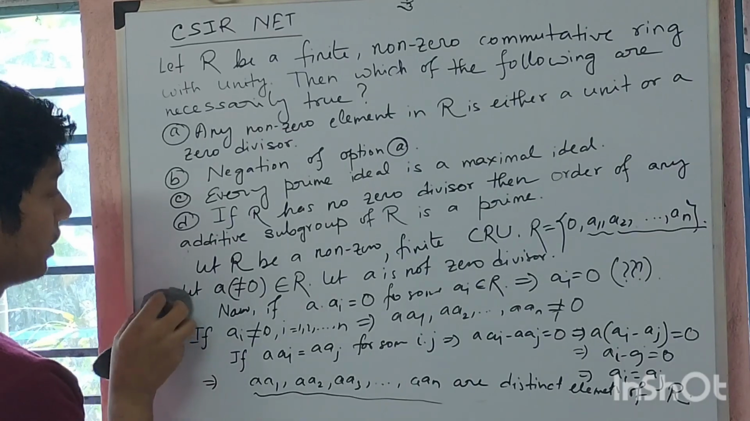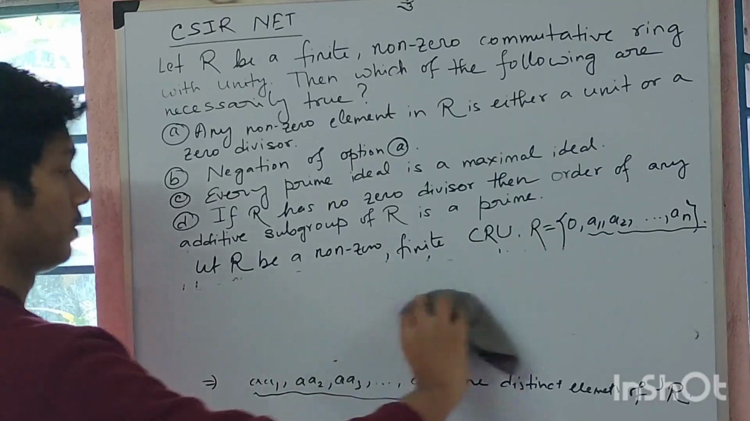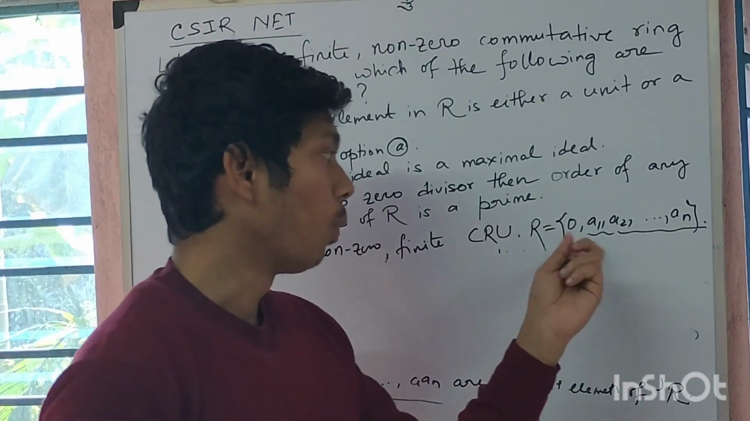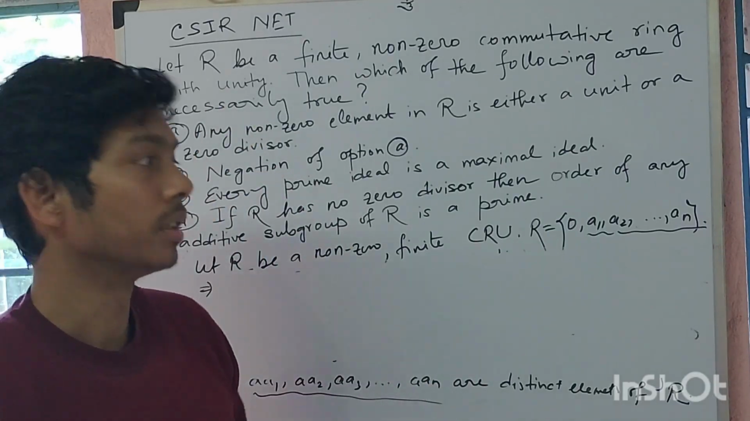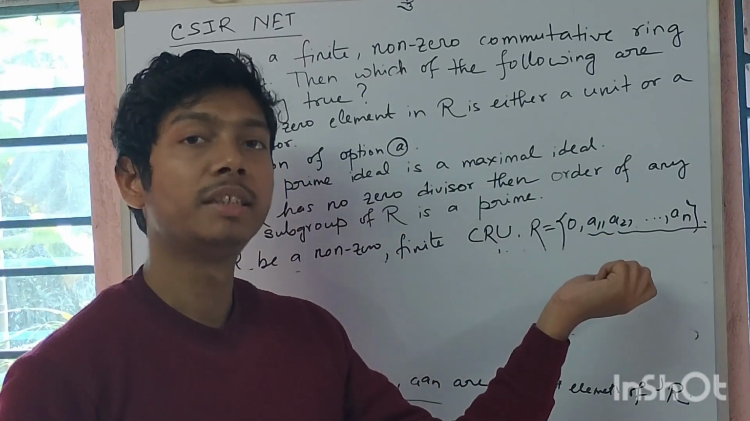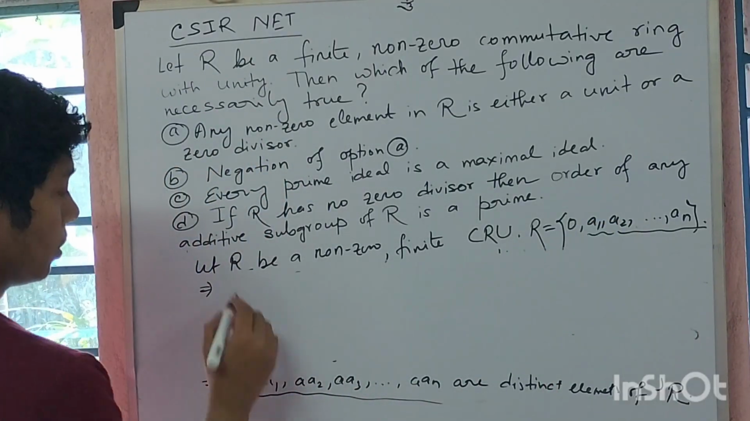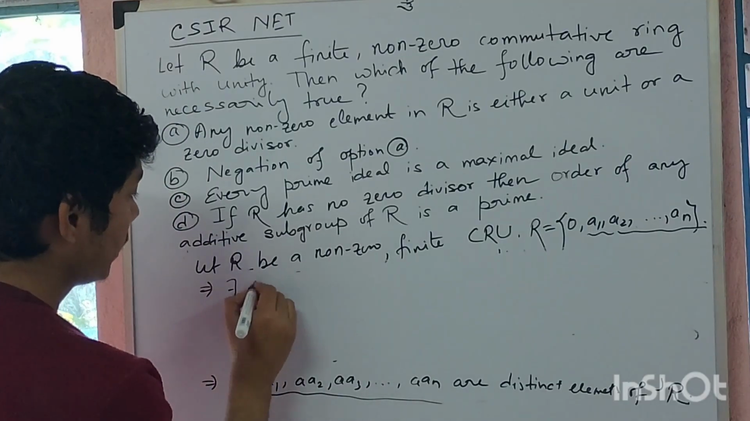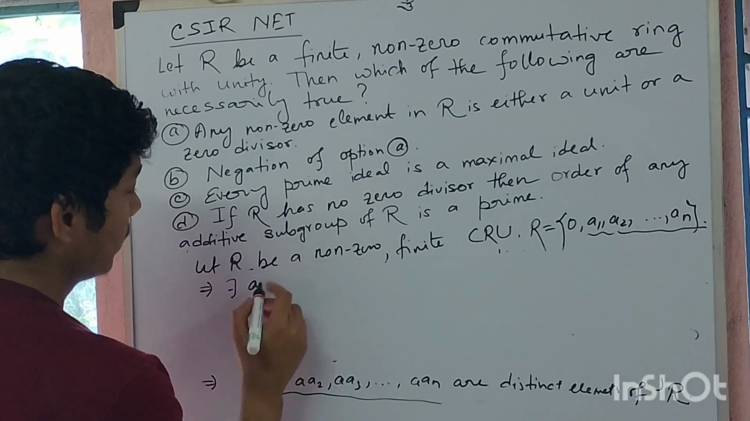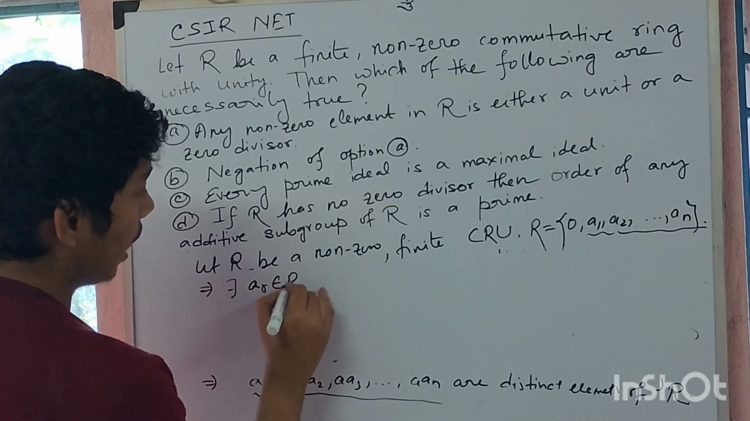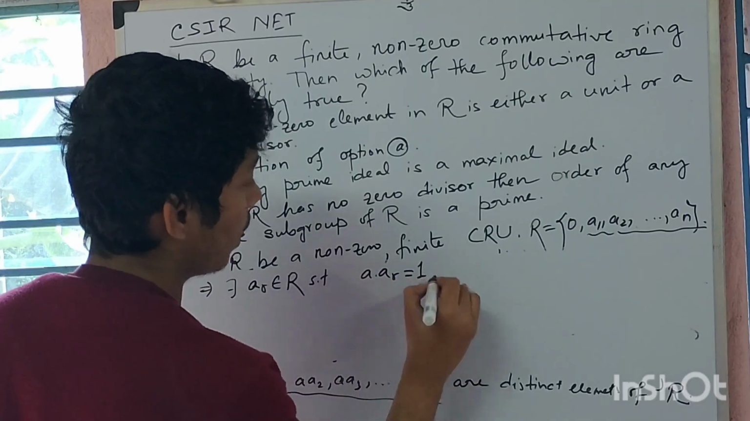I'm erasing the middle portion. So now this is a ring with unity, a commutative ring with unity. That's why 1 belongs to it. This is the multiplicative unity. So by this, there exists some ar belonging to R such that a into ar equals 1.